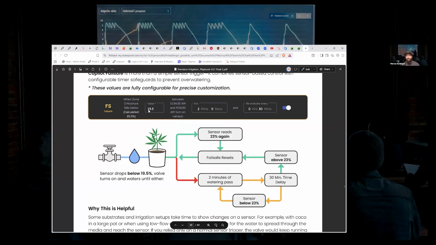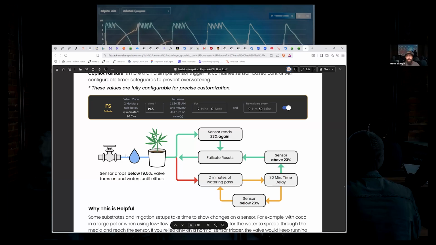So for example, if we're dropping below 19.5, it's going to kick the valve open. When that valve opens, it's going to start irrigating again, and it will either shut off when it returns to 19.5, or if it runs for up to 2 minutes straight first, whichever of these comes first.